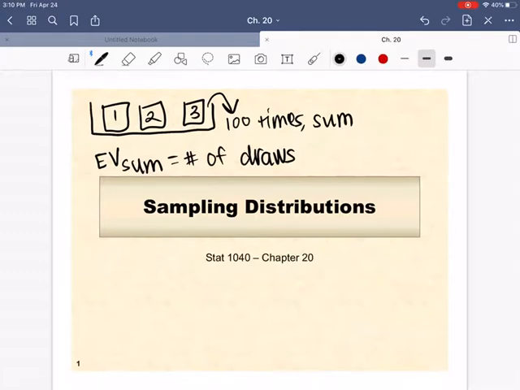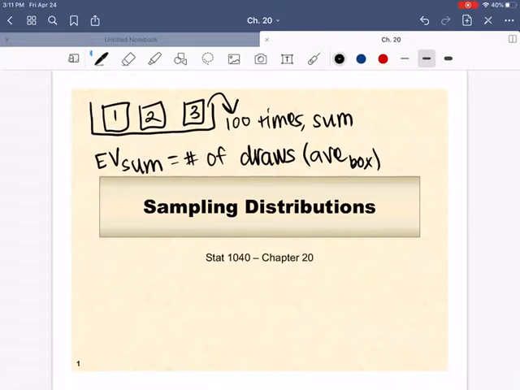Okay, so it's the number of draws times the average of the box. And remember, you can find that by doing one of our stats, or just by doing 1 plus 2 plus 3 and dividing by 3.